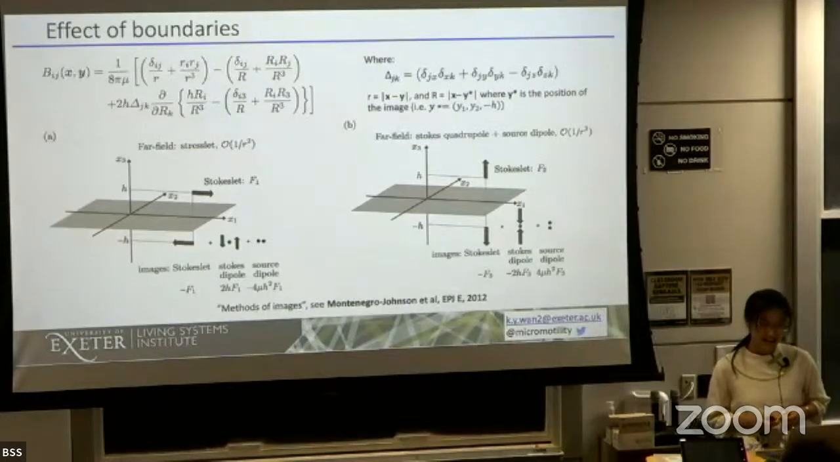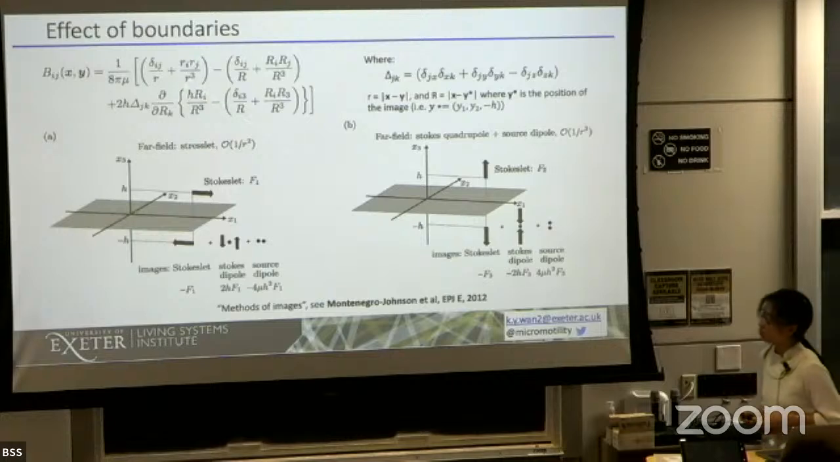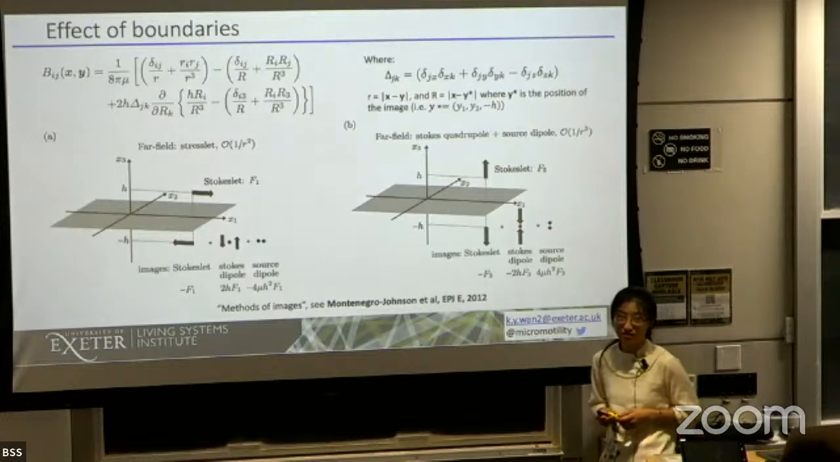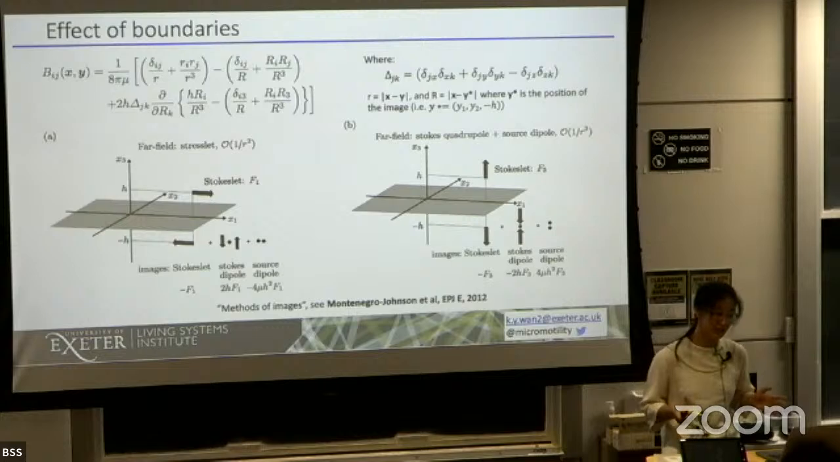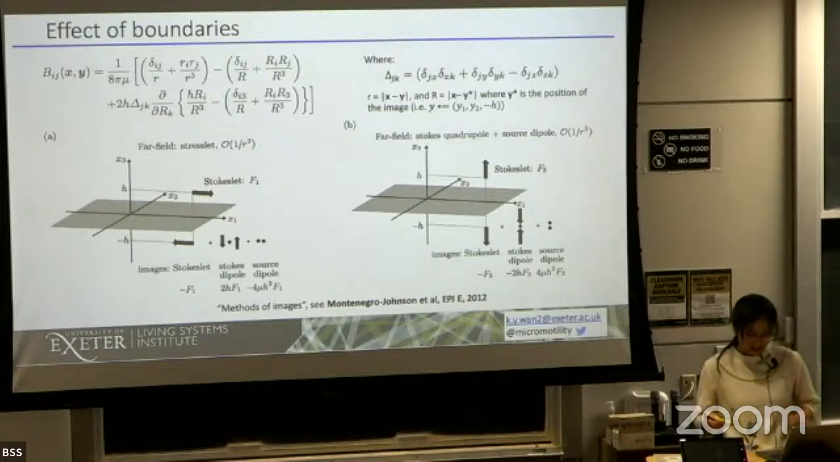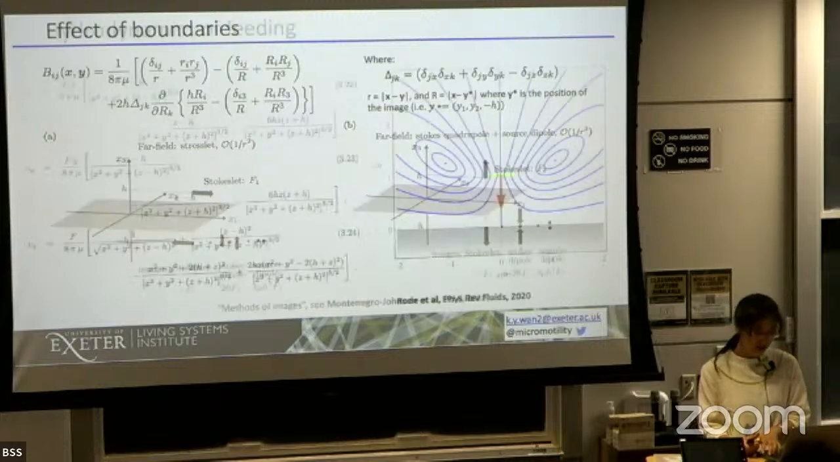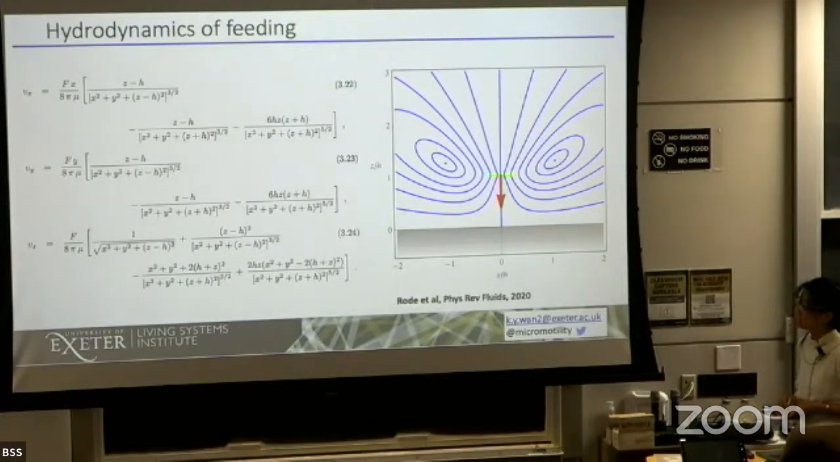The way to interpret this is that you have two contributions: one from the distance to the original Stokeslet, and another set of contributions due to the distance to the image instead. So this is really an ingenious invention, and I just wanted to discuss the consequences of this for certain types of organisms.